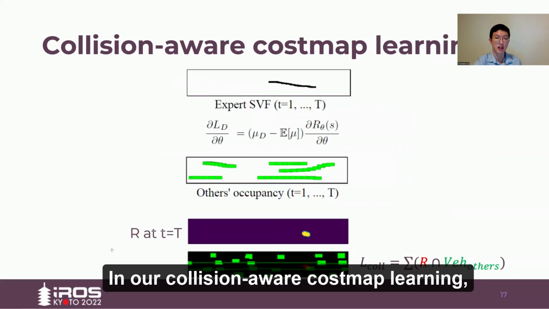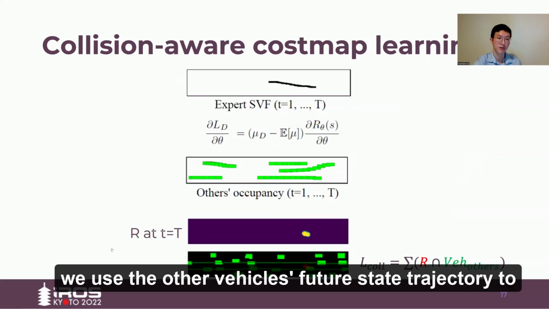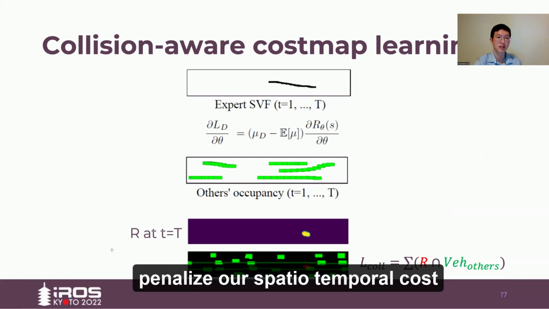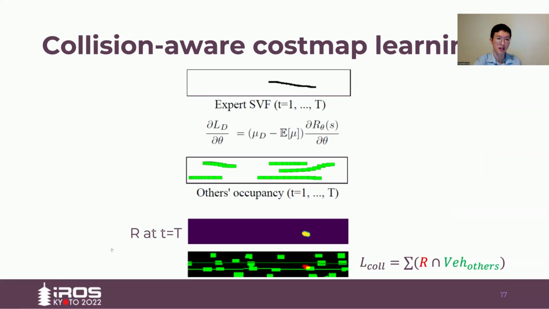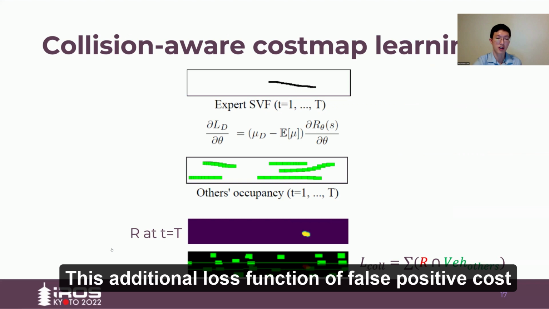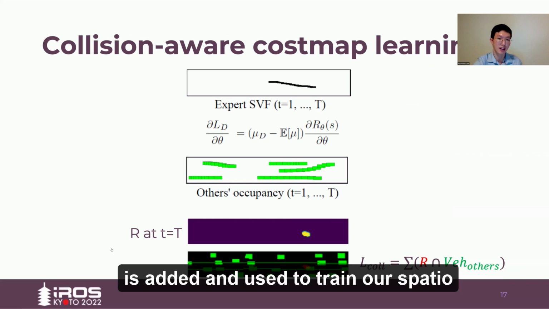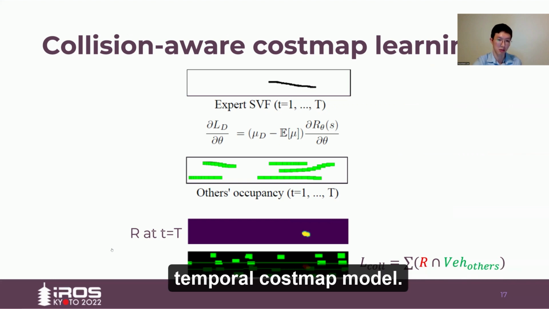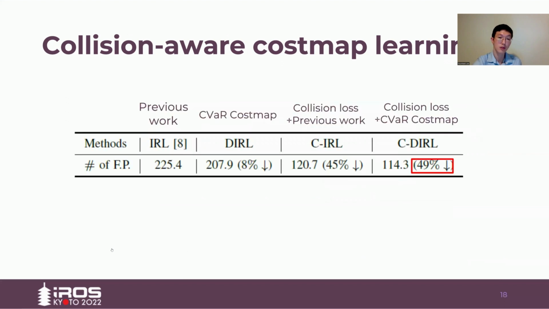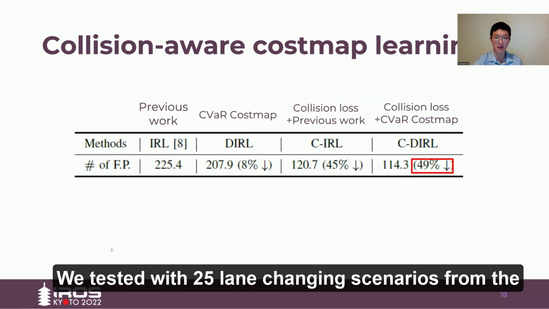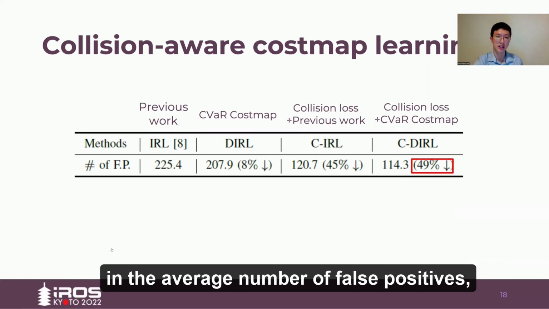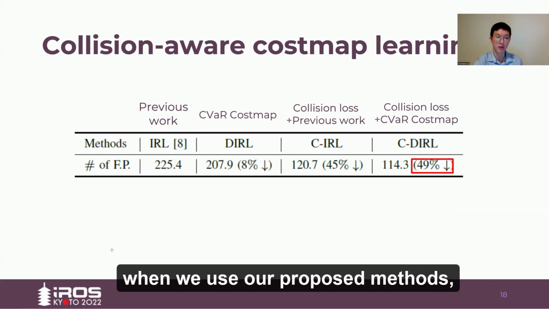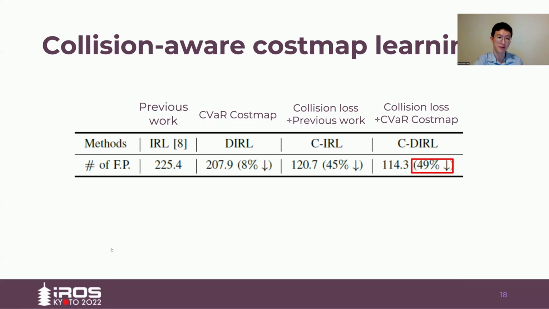In our collision-aware cost map learning, we use the other vehicle's future state trajectory to penalize our spatial-temporal cost map when it predicts a low cost, but it actually collides with other vehicles. This additional loss function of false positive costs is added and used to train our spatial-temporal cost map model. We tested with 25 lane-changing scenarios from the NGSIM dataset and saw almost half decrease in the average number of false positives when we use our proposed methods.